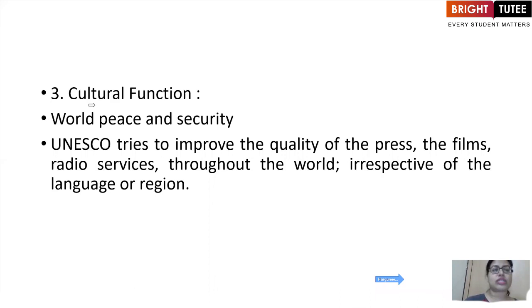The third major function is the cultural function, where we see that UNESCO emphasizes a lot on maintaining world peace as well as security. It tries to improve the quality of the press, films, and radio services throughout the world, irrespective of the language or region. This is very important to understand, because it is not favoring any one language, neither is it favoring any one particular region.